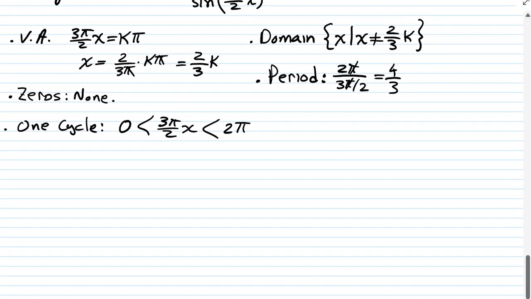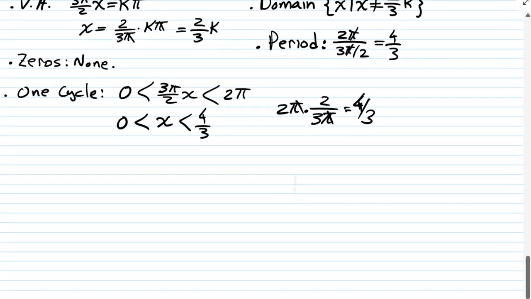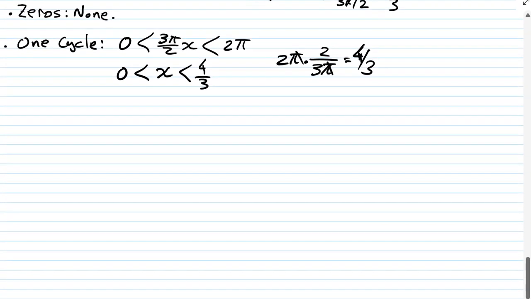Okay, multiply all 3 parts by the reciprocal of the coefficient on x, which is 2 over 3 pi. 0 times that is 0. 3 pi over 2 times 2 over 3 pi, the reciprocals multiply to 1. And 2 pi times 2 over 3 pi would be 4/3. Again, the period is the length of that interval, which is 4/3, exactly what we got here. Good, got the period. Now, let's do the graph.